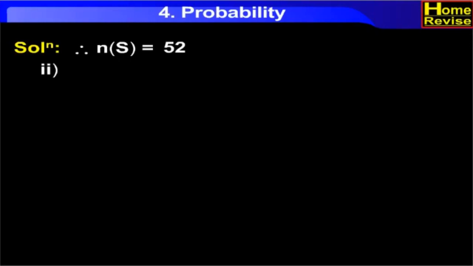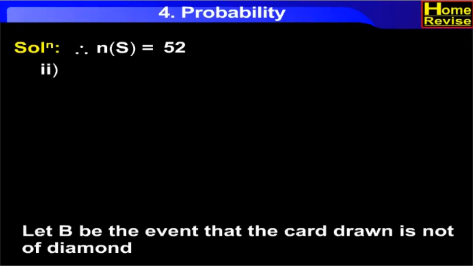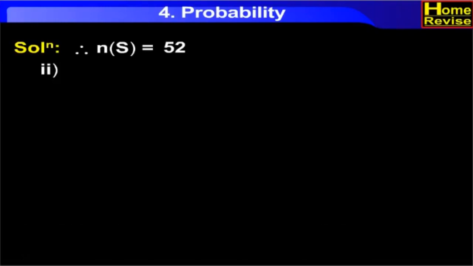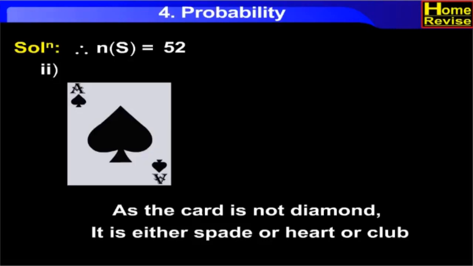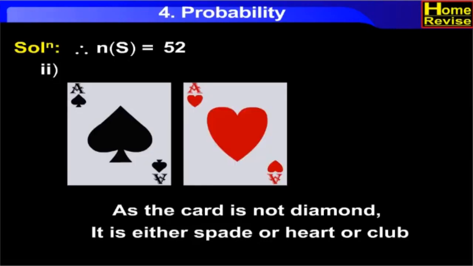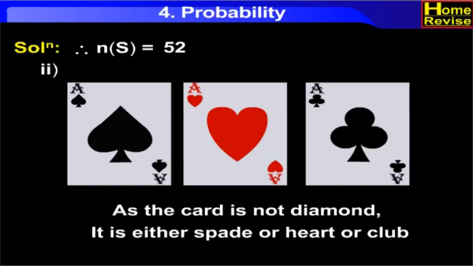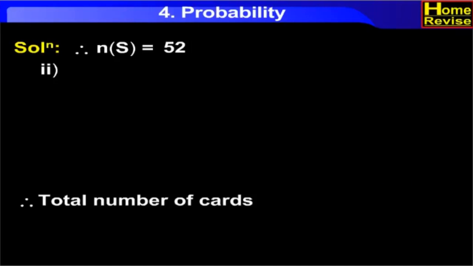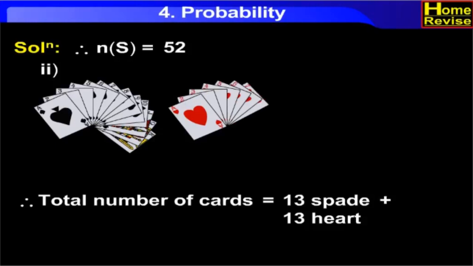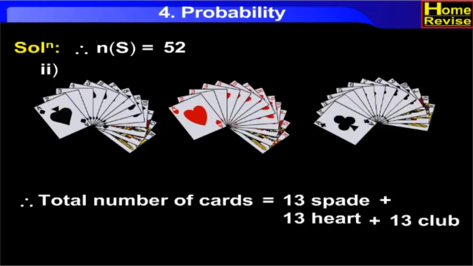Number 2. Let B be the event that the card drawn is not a diamond. As the card is not a diamond, it is either a spade or a heart or a club. Therefore, the total number of cards is equal to 13 spade plus 13 heart plus 13 club, which is equal to 39 cards.